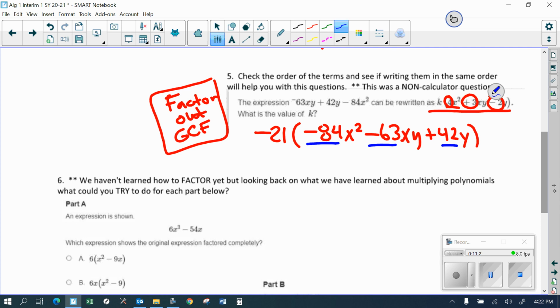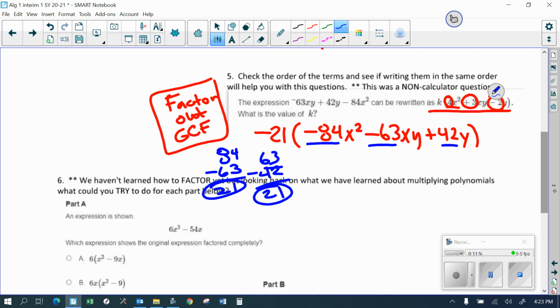So what is 84 minus 63? That's 21. And obviously 84 minus 42 is even bigger. What's 63 minus 42? Oh, that's 21. Well, that's going to tell me right there that it's probably 21. But the greatest the GCF could be is 21. It's going to be 21 or less. So that's just another helpful hint as far as GCFs are concerned.